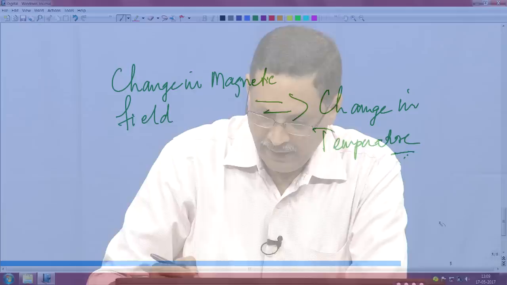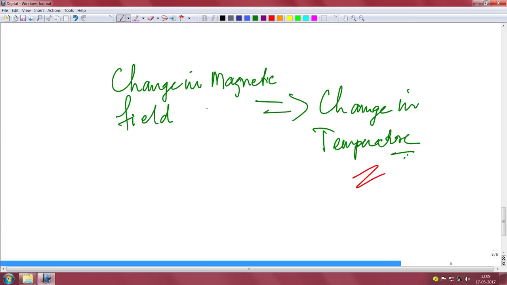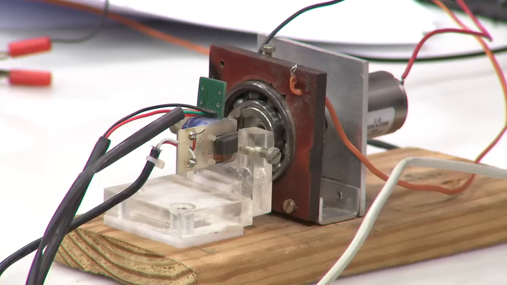So, what we finally concluded is that change in magnetic field, which we mentioned here, can be demonstrated as change in temperature, right? How do you measure this change in magnetic field? Let us go back to this nice setup that we have here and let us focus on this. The change in magnetic field can actually be caught by these magnets which are mounted here.